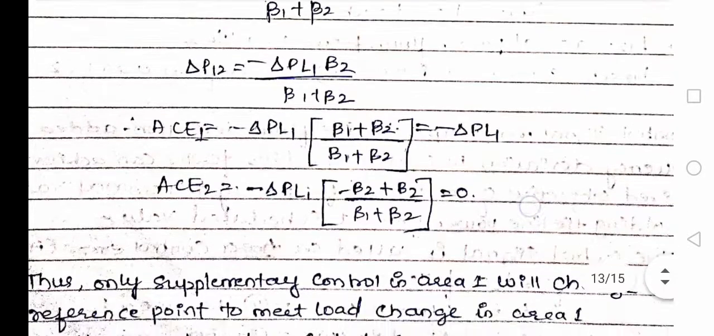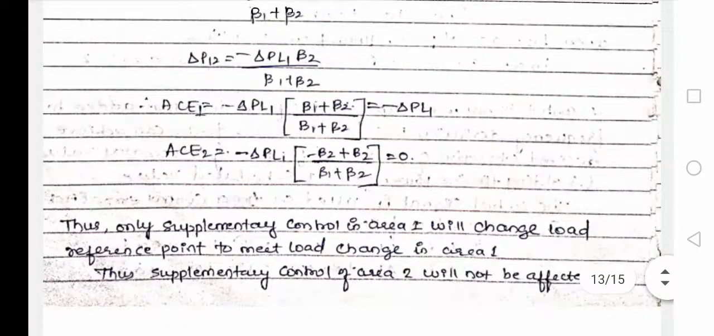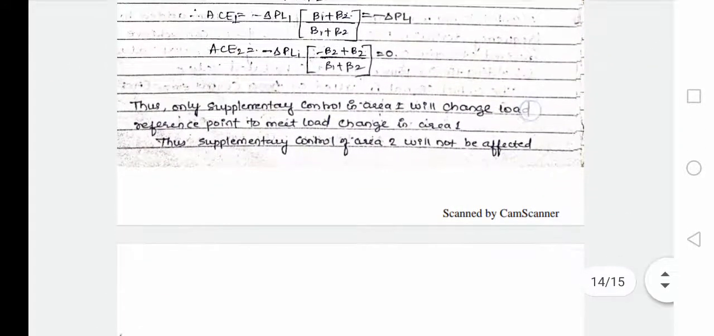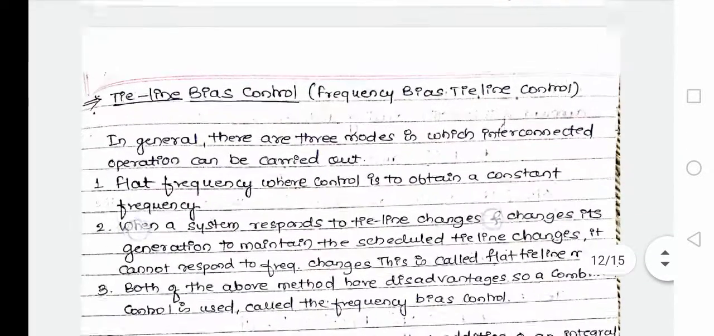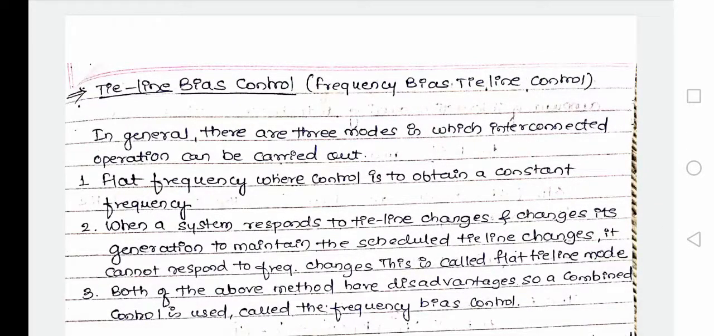Thus only the supplementary control in area 1 will change the load reference point to meet the load change in area 1. Hence the supplementary control of area 2 will not be affected at all. So this is the derivation we have for tie line bias control, that is frequency bias tie line control, in a two area system.